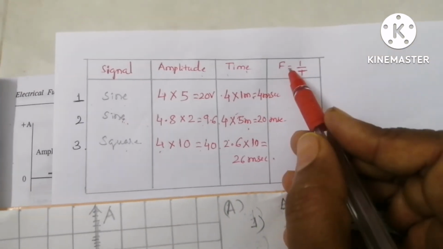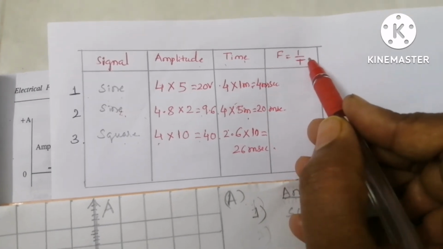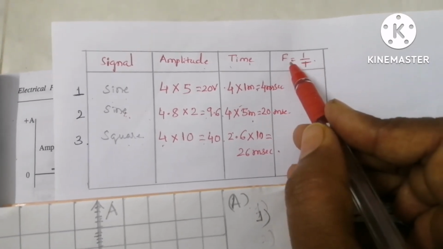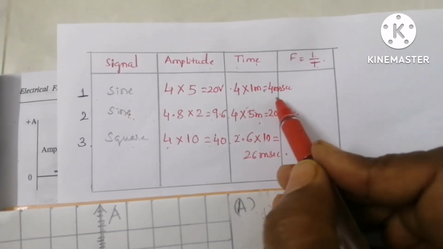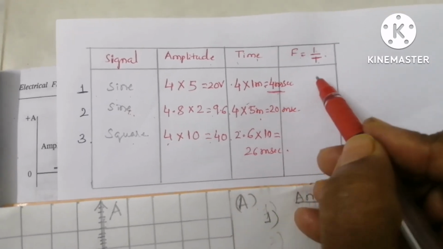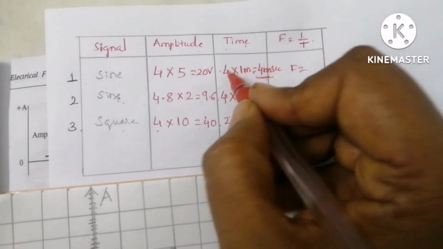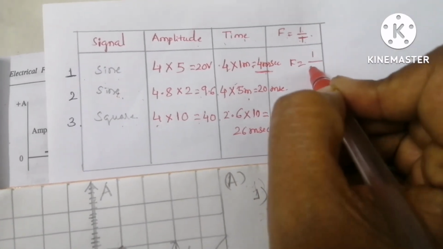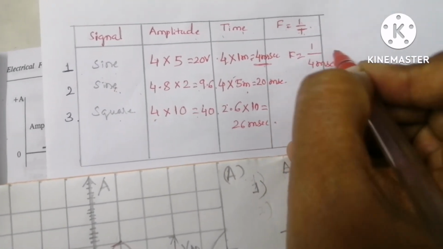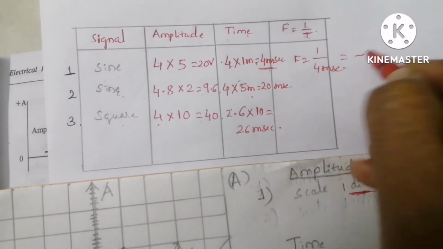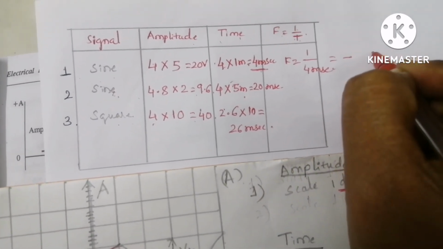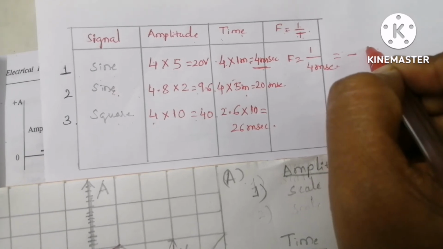Next is frequency calculation. By using this formula, F is equal to 1 by T. So the time we have measured here, we can calculate the frequency. So F is equal to, in this case, for this it will be 1 divided by 4 milliseconds. So that we should calculate, and that should be verified with the function generator frequency. So it should match approximately.